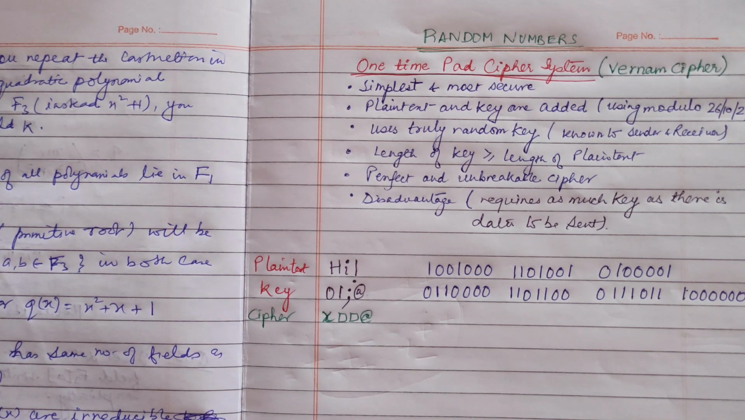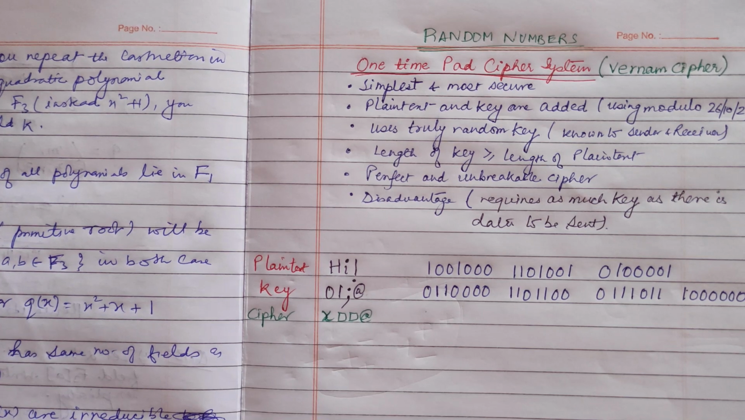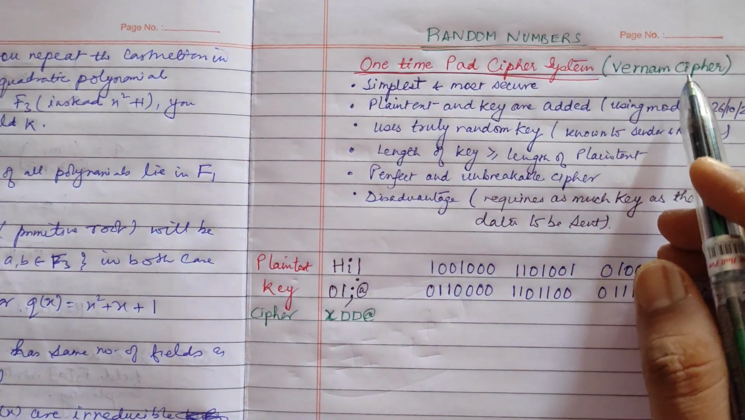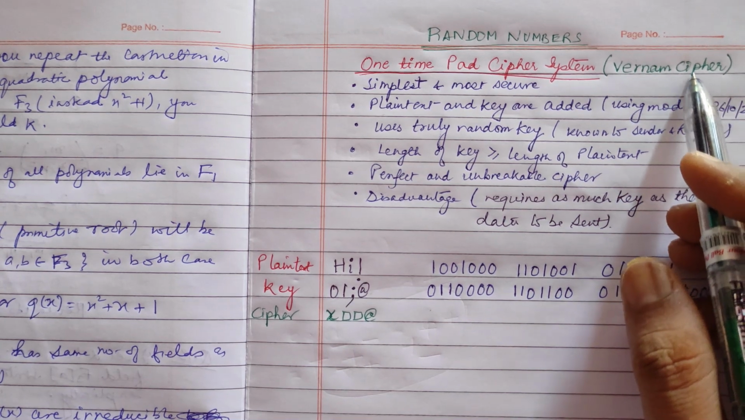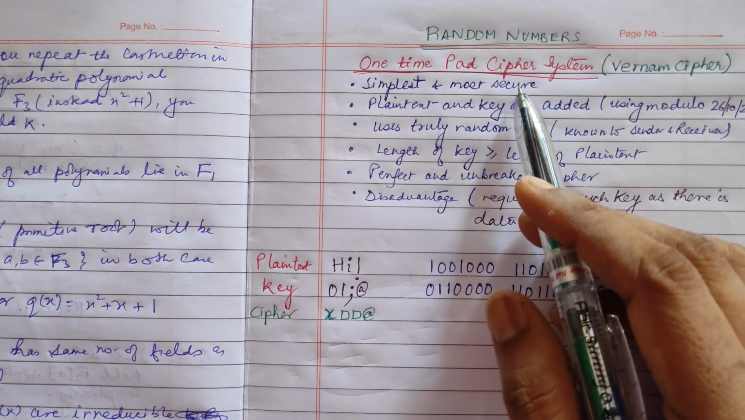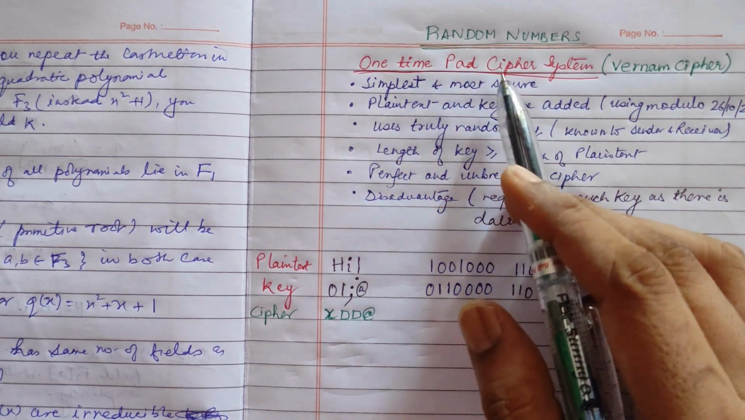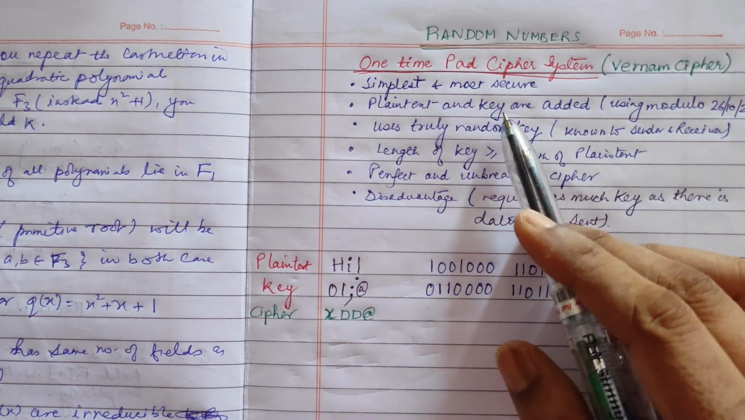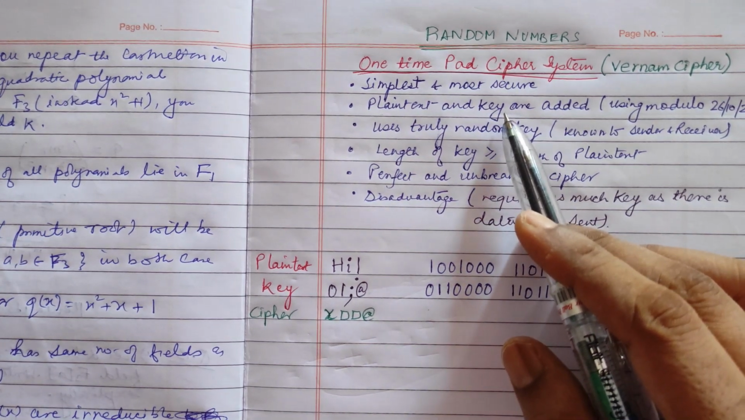Hello friends, today we will see one-time pad cipher system. So one-time pad cipher system is also known as Vernam cipher. It is the simplest and most secure cipher system. In this one-time cipher system, we have a plain text and we have a key together.